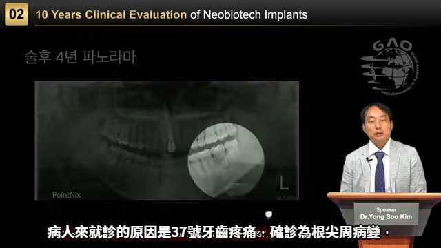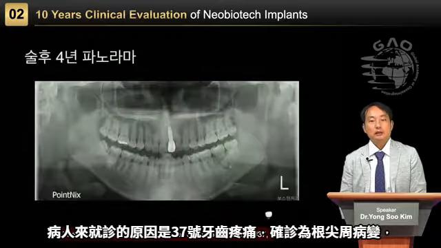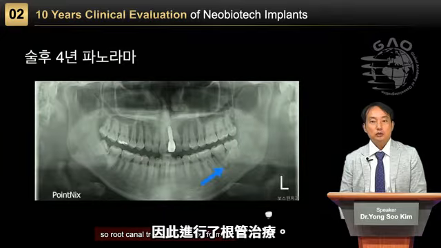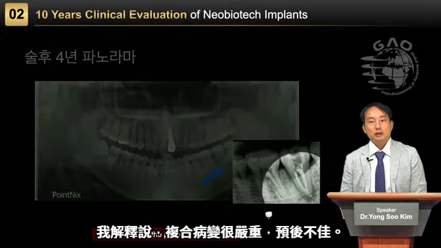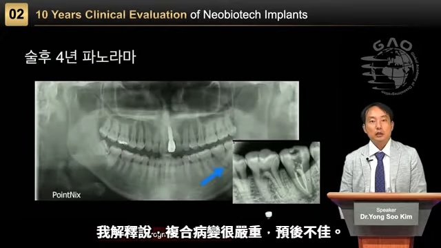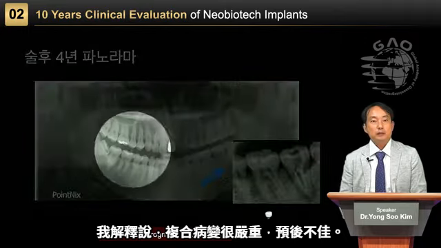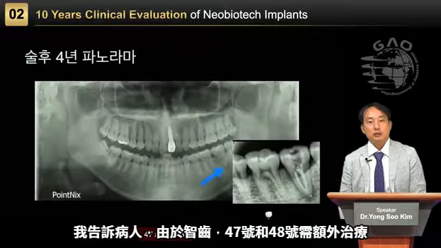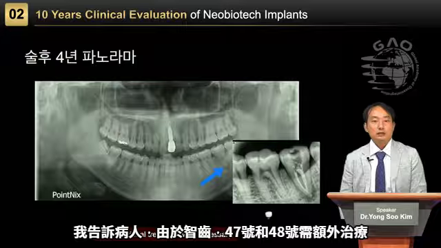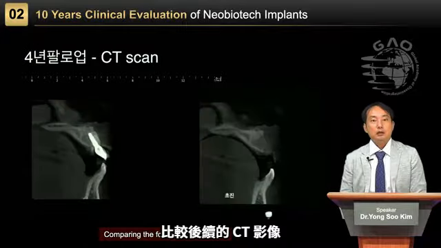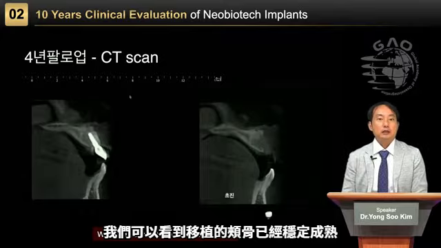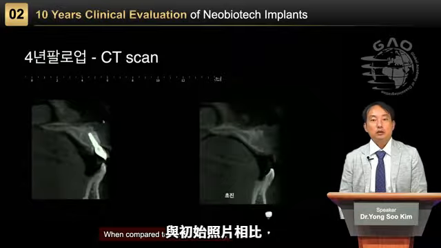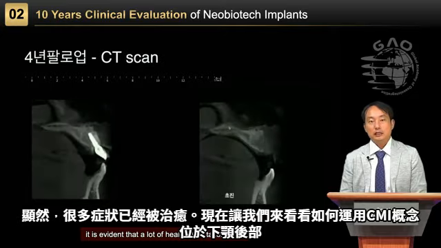The reason the patient came in was due to pain in tooth number 37, and a periapical lesion was identified, so root canal treatment was performed. I explained that the pulp complex lesion was severe and that the prognosis was not good. I informed the patient that due to the wisdom tooth, there were caries in number 47 and number 48, and additional treatment was necessary. Comparing the follow-up CT images, we can see that the grafted buccal bone has matured stably. When compared to the initial photos, it is evident that a lot of healing has taken place.